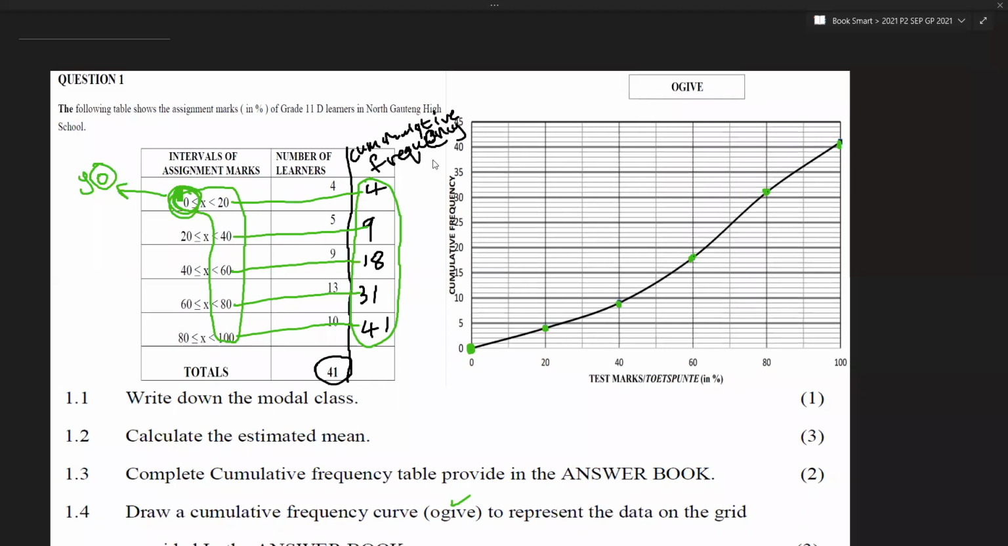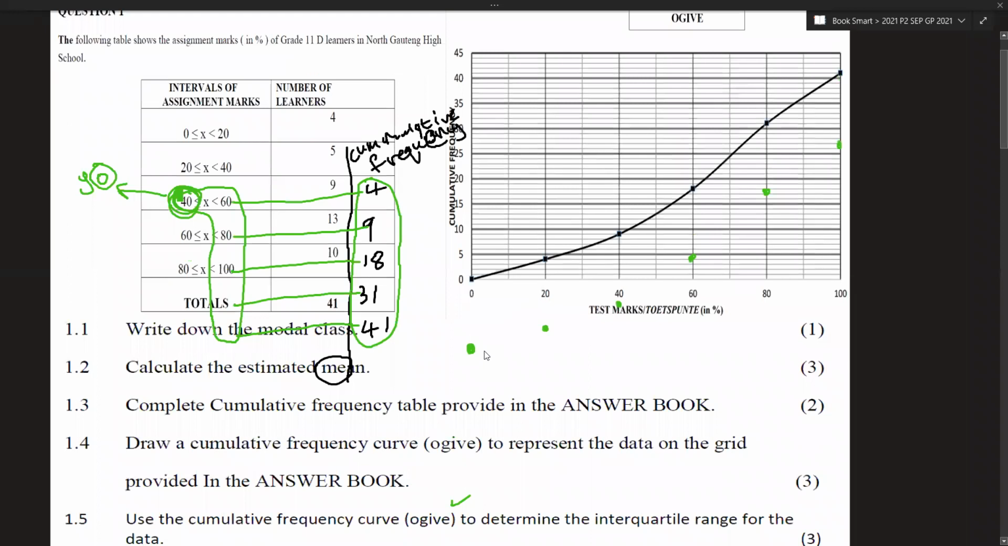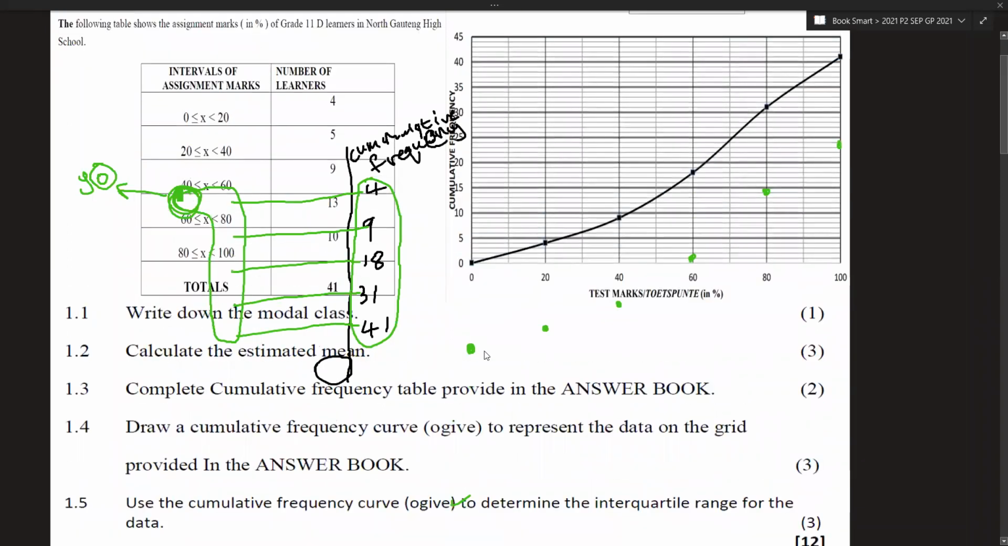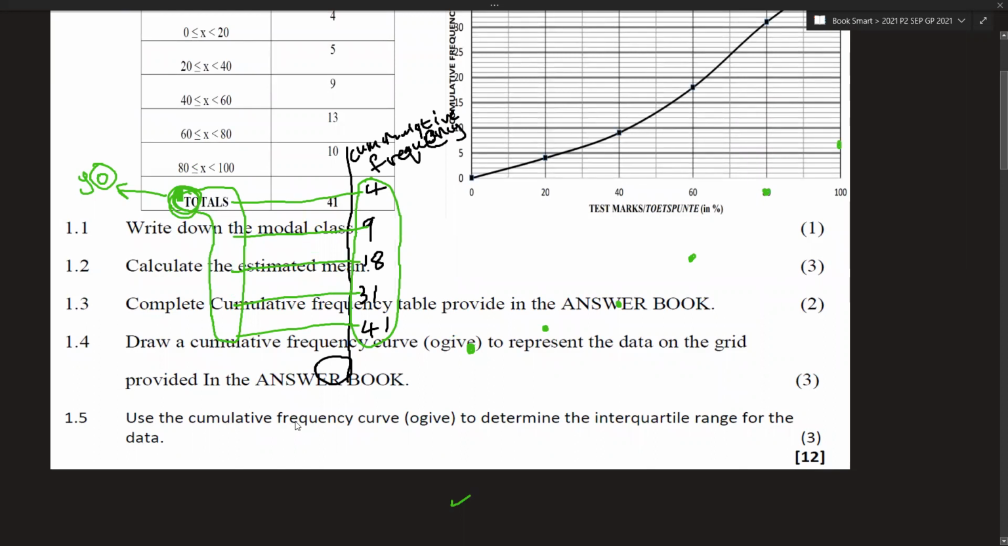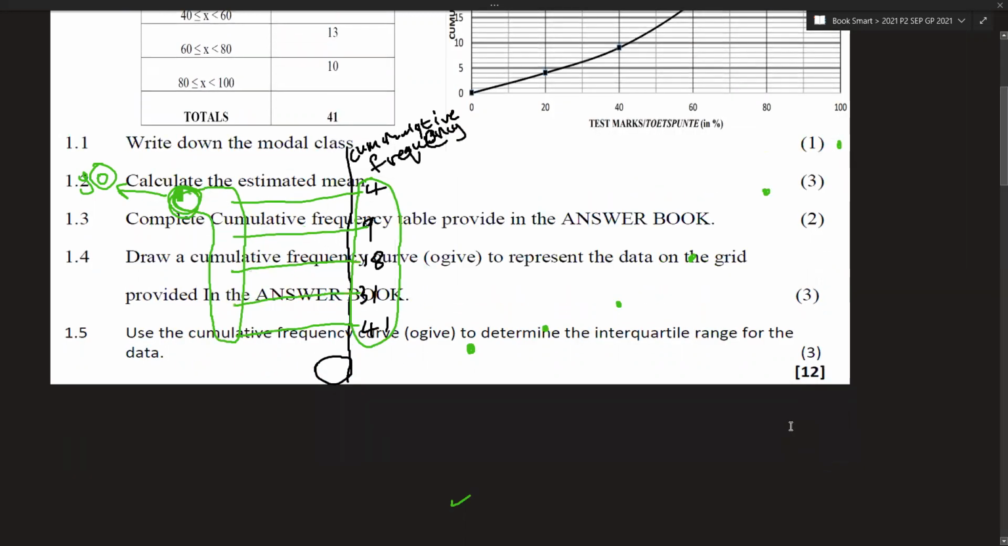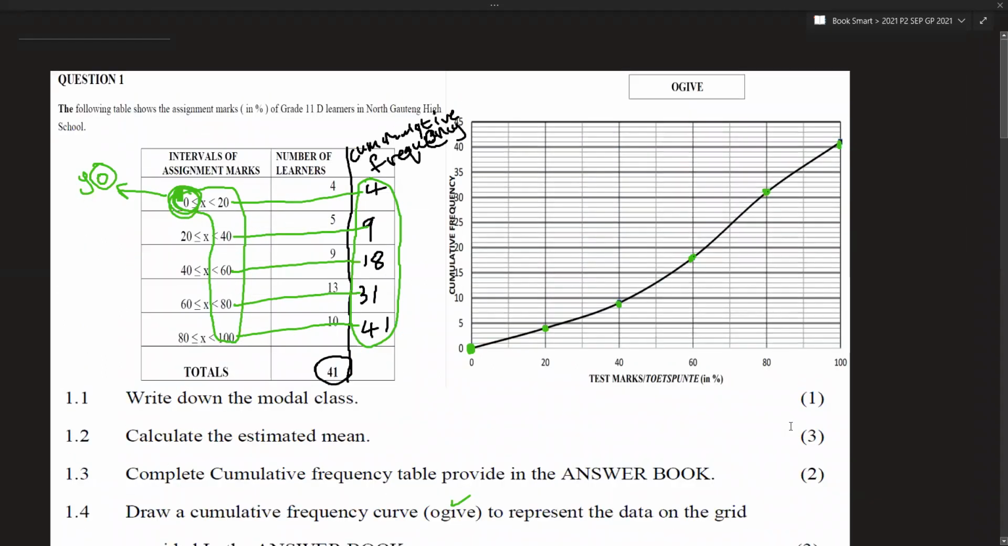Okay. Now let's get to the last question. They say use the cumulative frequency curve, or ogive, to determine the interquartile range for the data. Okay, we're going to do that now. Awesome. Remember interquartile range? I need space. We can erase this since we're done with it. So we're going to erase everything there.